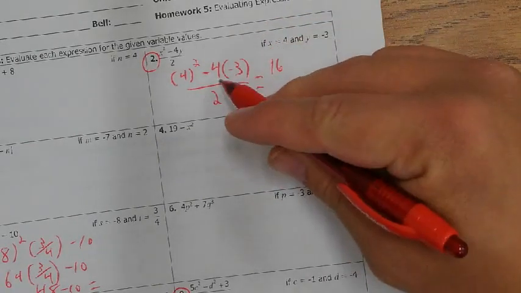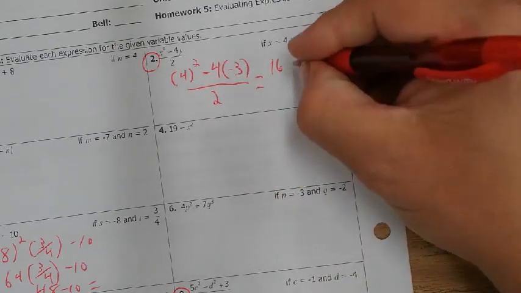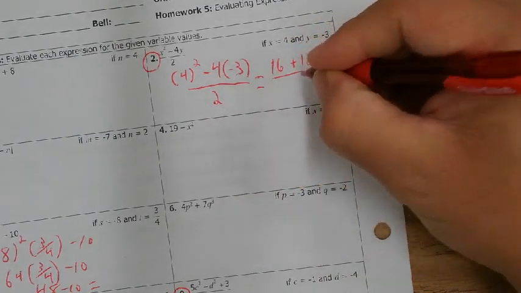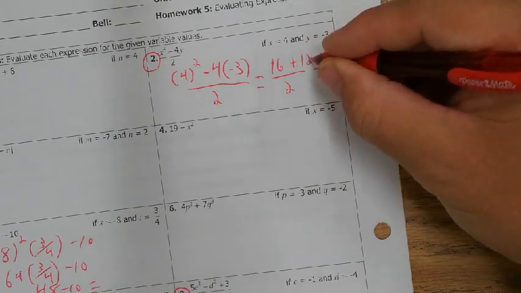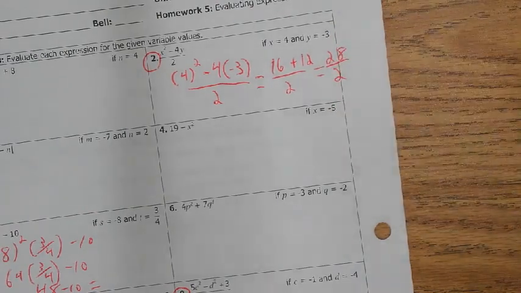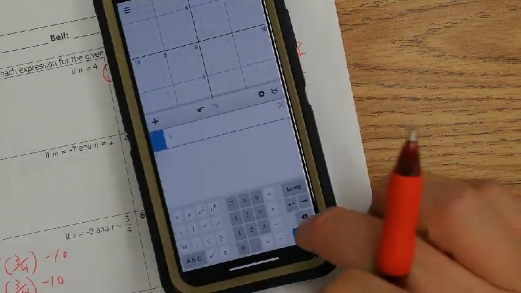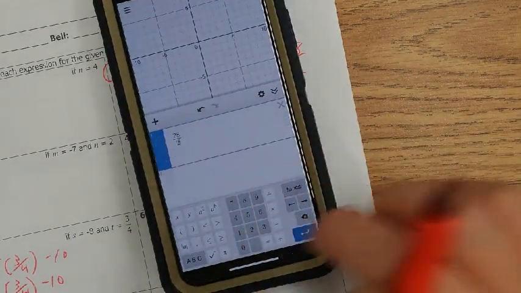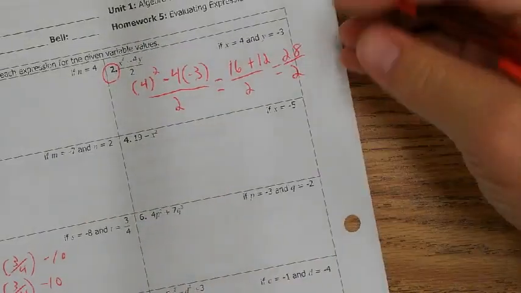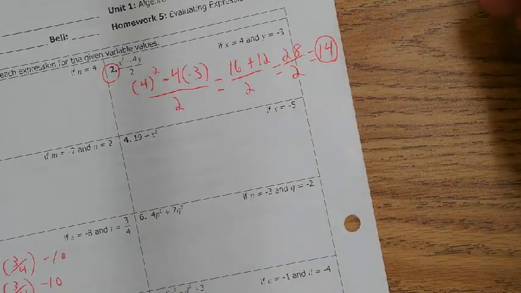Then we think of this as negative 4. Since there's no operation between, we know it's times. So negative 4 times negative 3 is a positive 12 over 2. 16 plus 12, if you put that in your calculator, you will get 28. And then we have 28 divided by 2. So you guys go back to Desmos and type in 28 divided by 2, and you get 14. So hopefully that makes sense. I'll leave that up there for a little bit so you can copy it down.